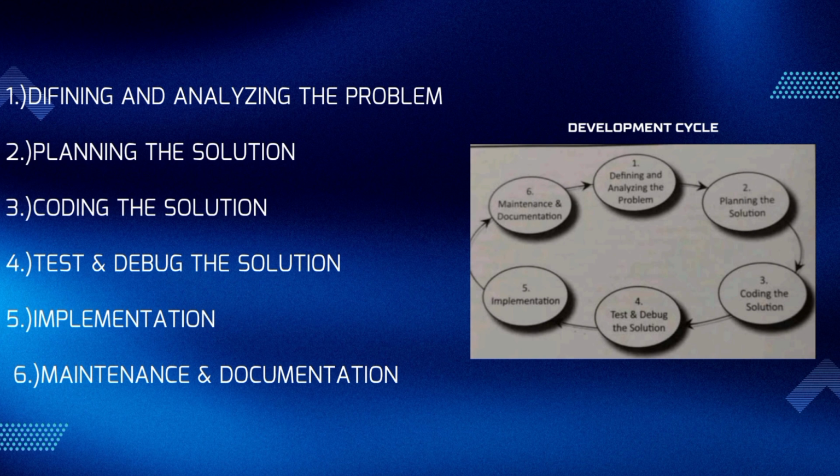So this is the development cycle. The first is defining and analyzing the problem. So you need to analyze and understand what or when made the problem occur. Number two, planning the solution. So you can't actually do anything without a plan. Three, coding the solution.